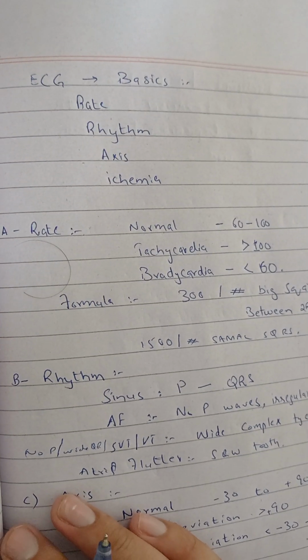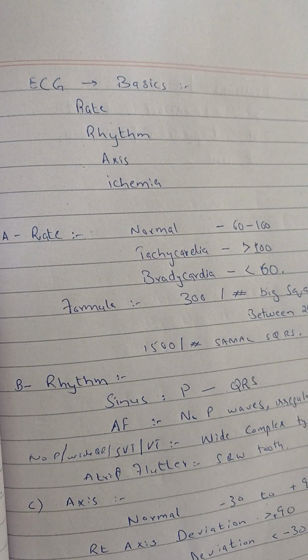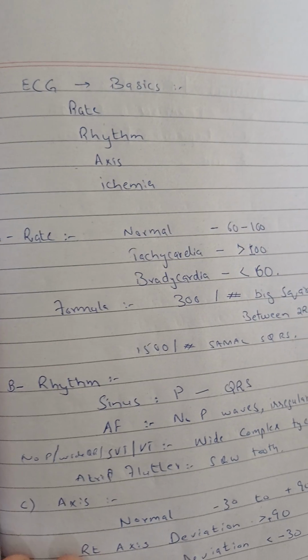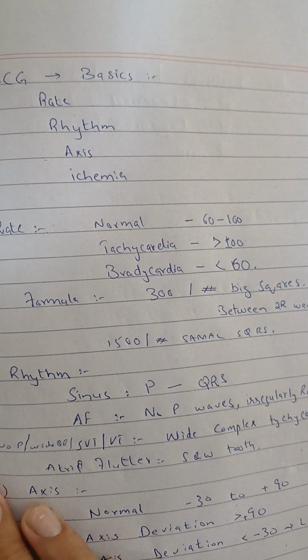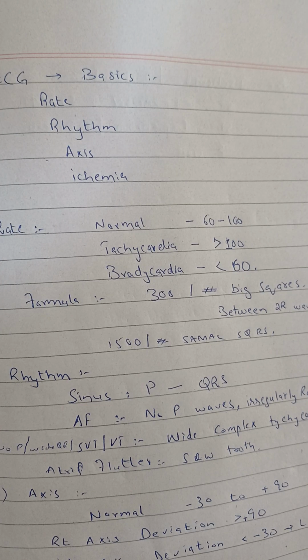Now ECG basics. When we receive an ECG, first of all we see the rate, rhythm, axis and any ischemia. For rate, we see whether it is normal, or tachycardia or bradycardia. If the rate is 60 to 100, then we call it normal, and tachycardia is when it is greater than 100.